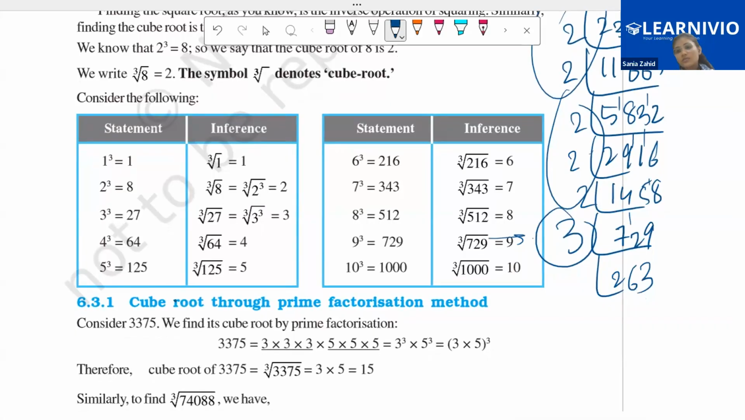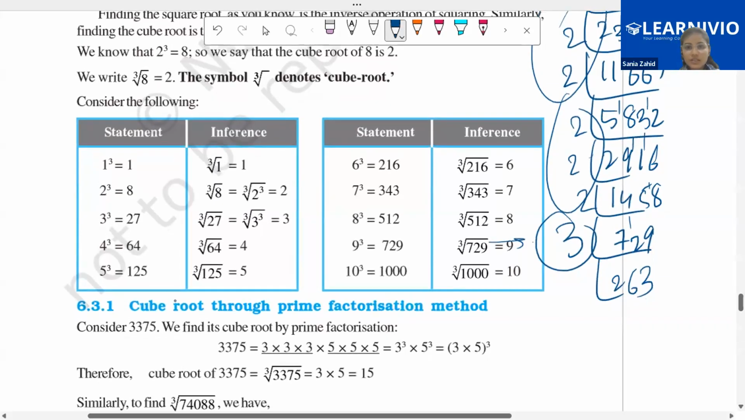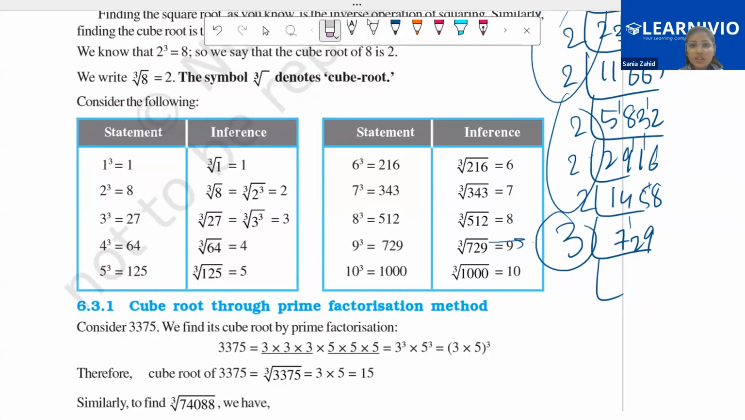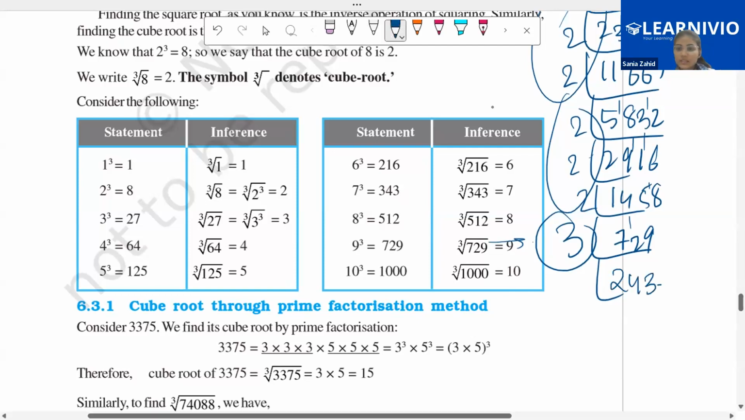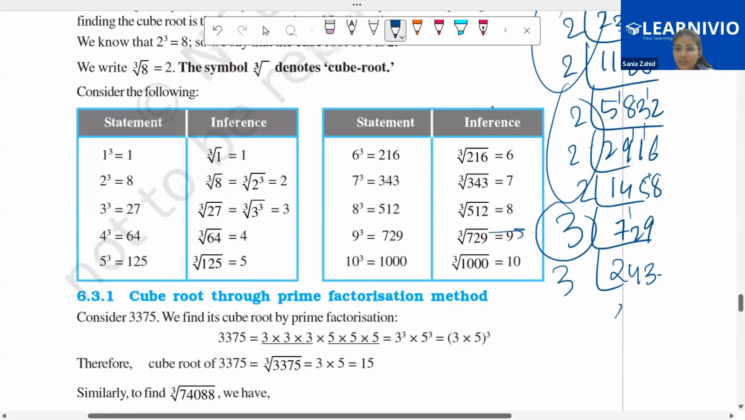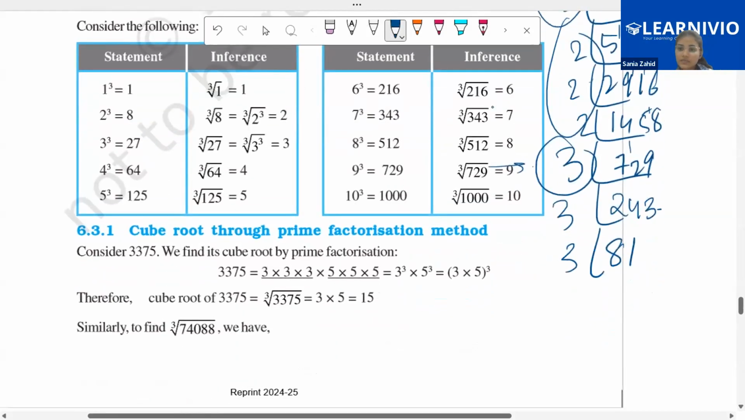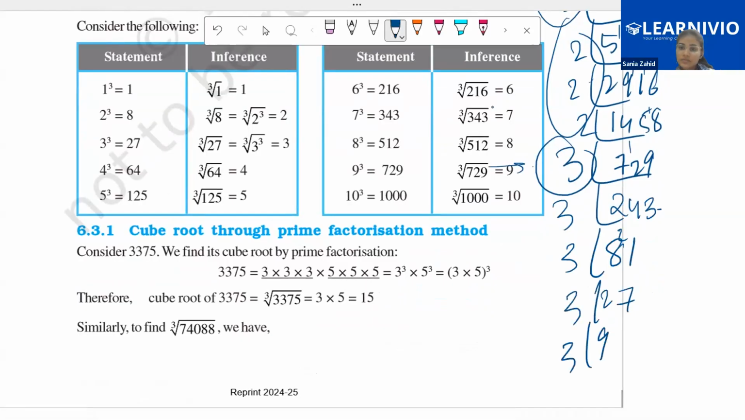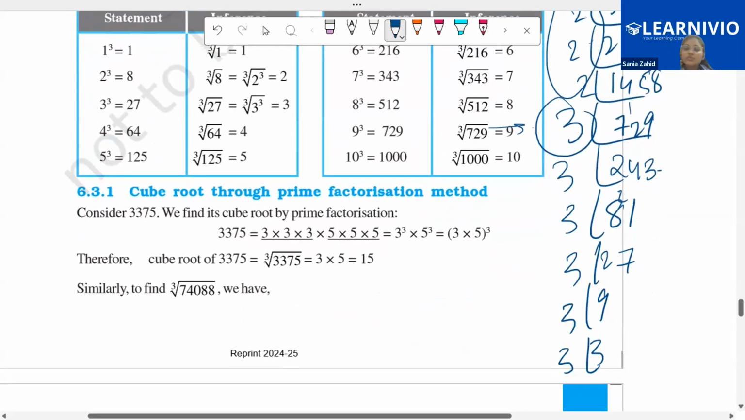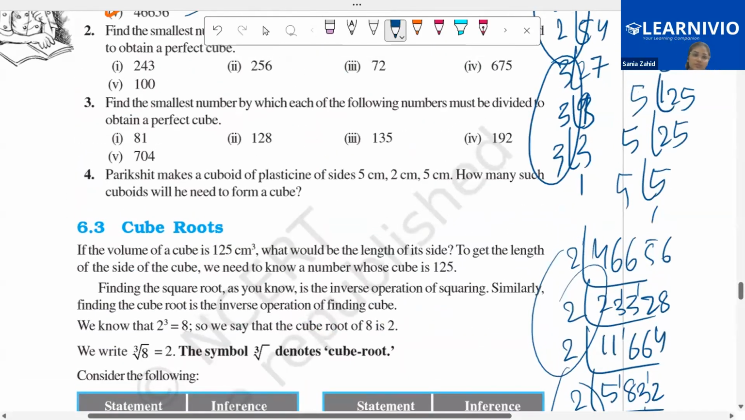Ma'am, it will be 3 fours or 12. Where? Ma'am, you wrote 263. Yeah, ma'am. So it's 263 only. 1 second. No, ma'am, it's 243. Okay, fine. Yeah, it's 243. Now, again by 3. Again by 3. Yeah, this is also a perfect cube.